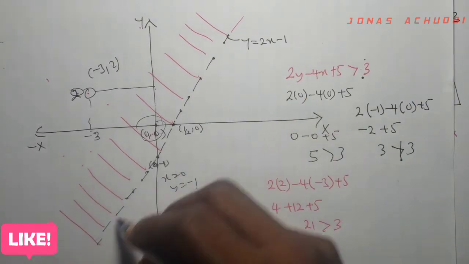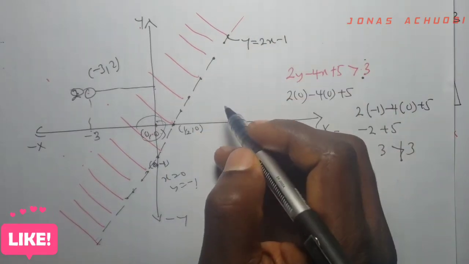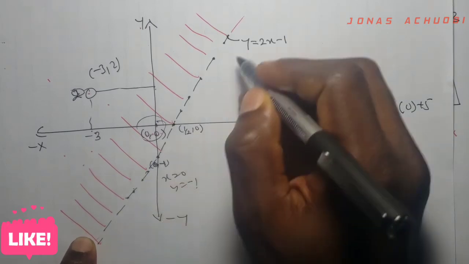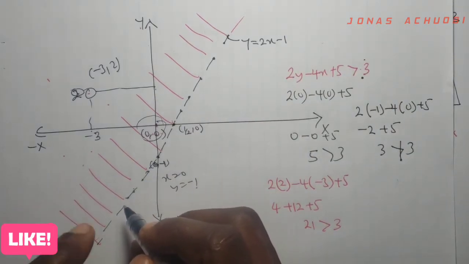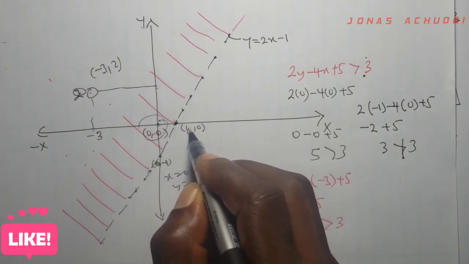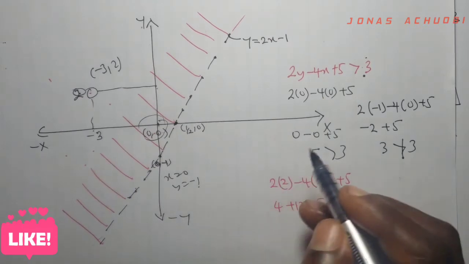So that is what happens when the line is broken. It simply tells you that all the points on that line are not in the solution region. And when the line is not broken, it tells you that all the points on that line are also in the solution region. If you check the second point, which we know already, that is 1/2, 0, you see also that that point will not be in the solution region.